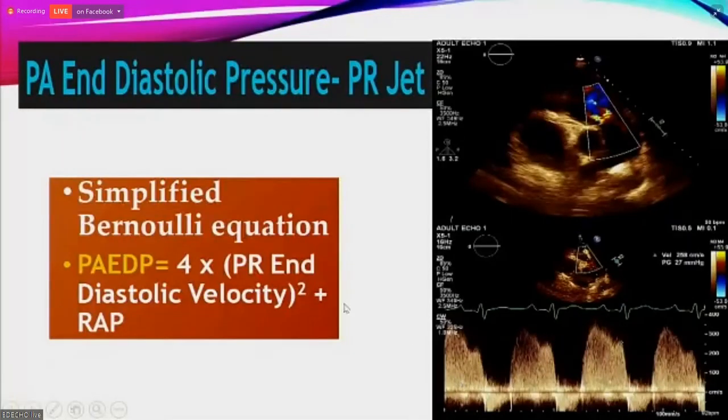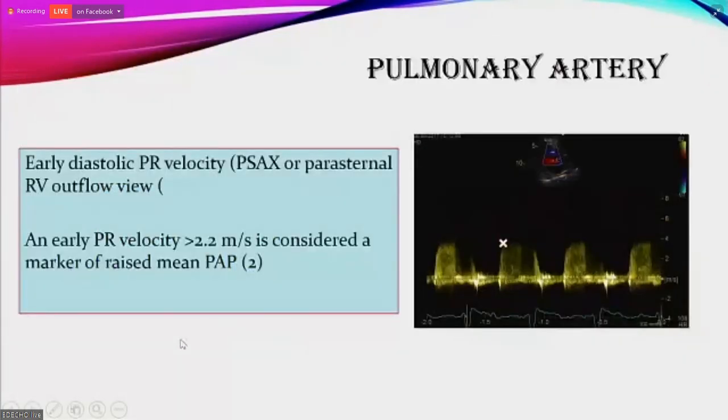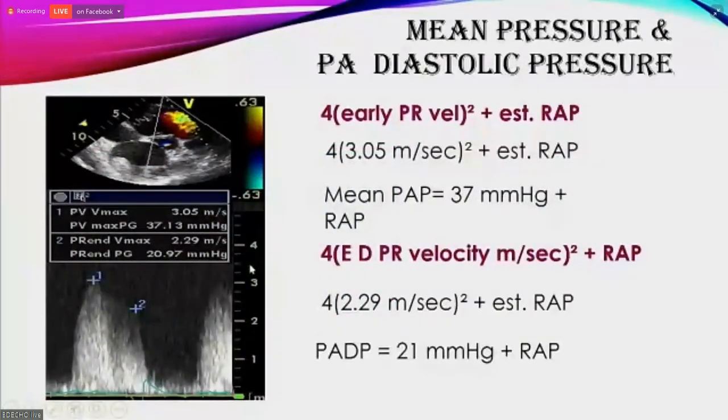And pulmonary artery diastolic pressure is the second deflection, and it is also measured by the Bernoulli equation. That is, pulmonary artery end diastolic pressure is equal to 4 into PR end diastolic velocity squared plus RA pressure. It is the newer guideline. They suggest an early diastolic PR velocity of more than 2.2 meters per second is considered a marker of raised mean PA pressure. So here is a similar thing.